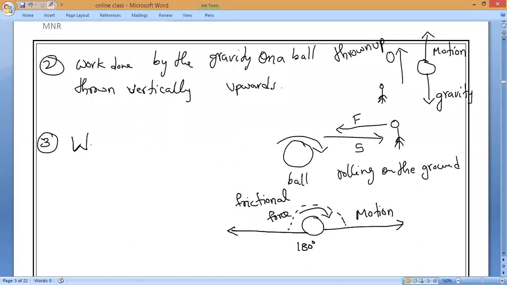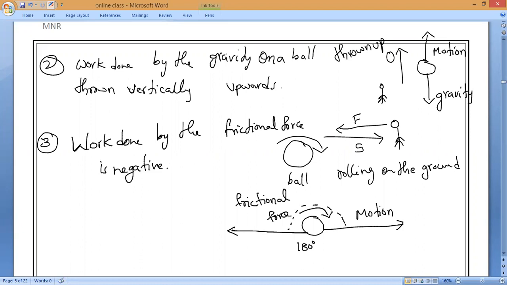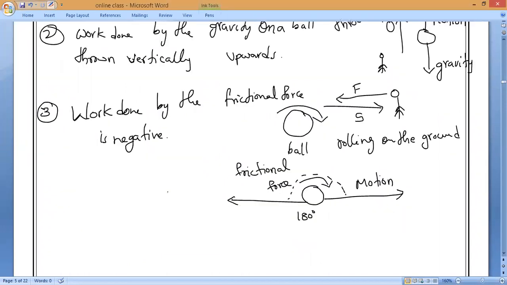Please write it. Work done by the frictional force is negative. Are you clear? Everybody? Any doubt? Please let me know. Arun, Danishkar, Harish, Jairaj, Aswin? Yes, sir. That is very, very important: in which case work is positive, in which case work is negative.